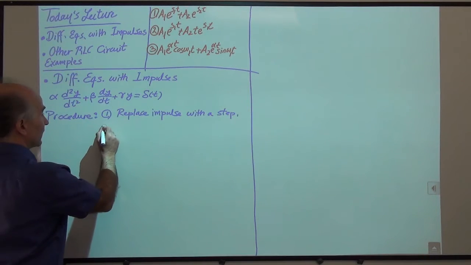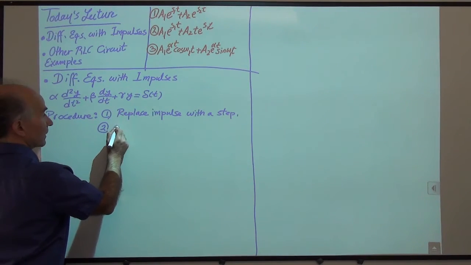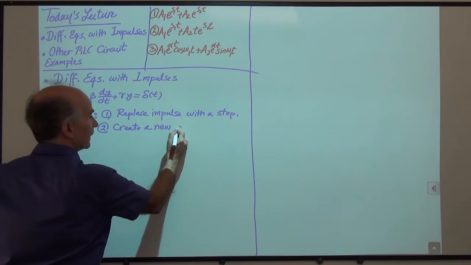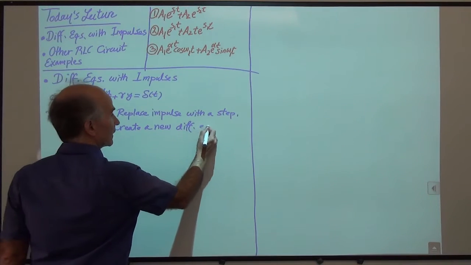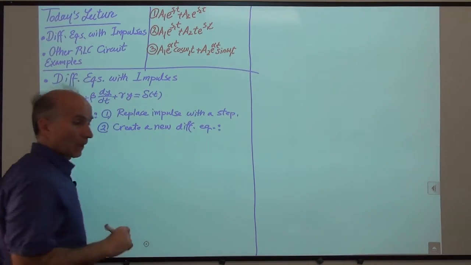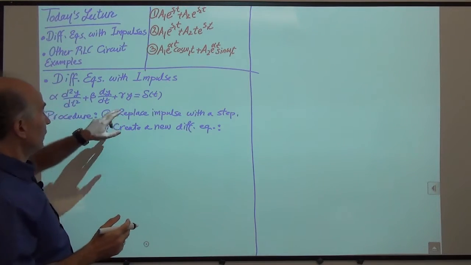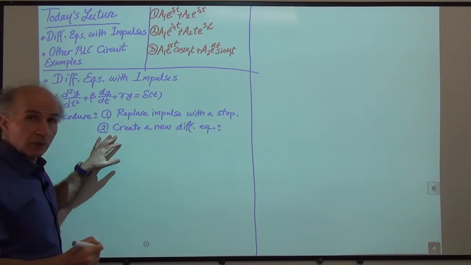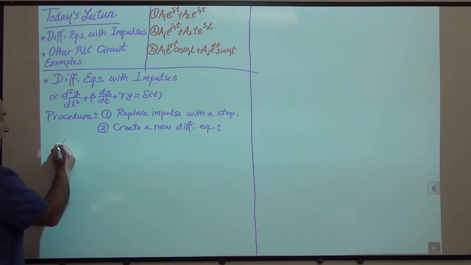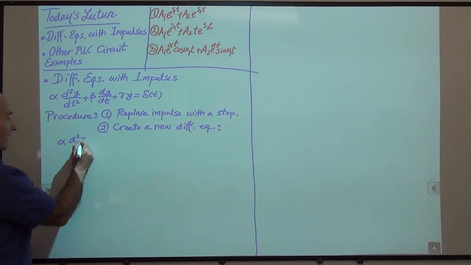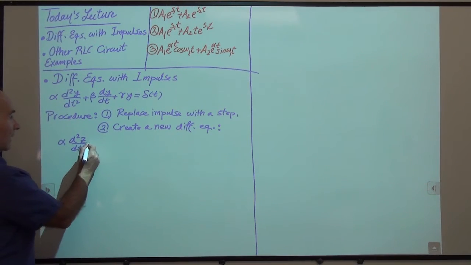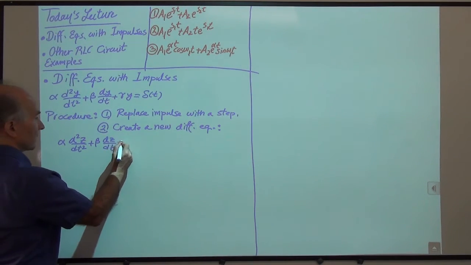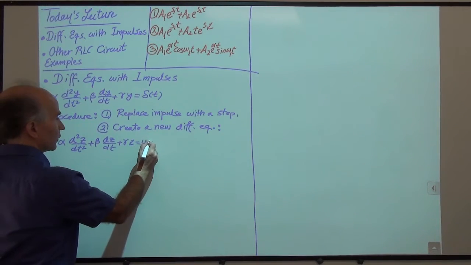Okay? And create a new differential equation. All right, so to avoid confusion, I will not call this y anymore once this is u. I'll call it something else. So here's the new differential equation I have created. It has the same coefficients, so alpha d squared z over dt squared plus beta dz over dt plus gamma z is equal to u of t.